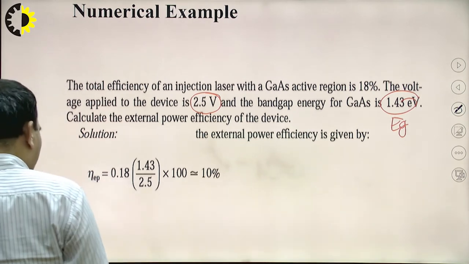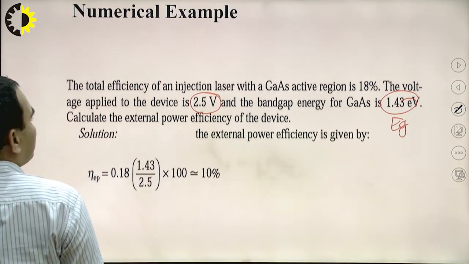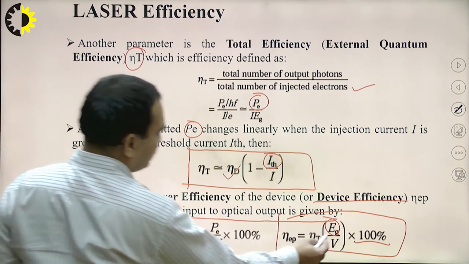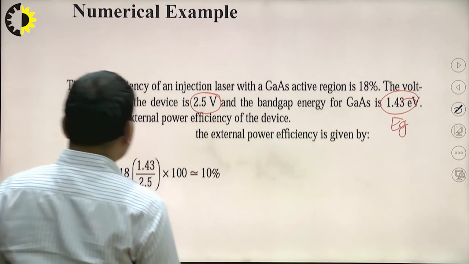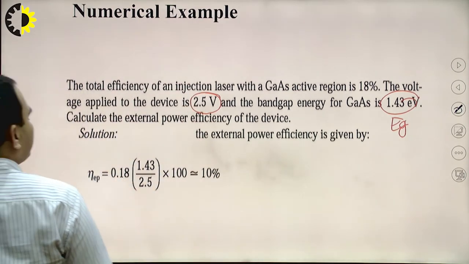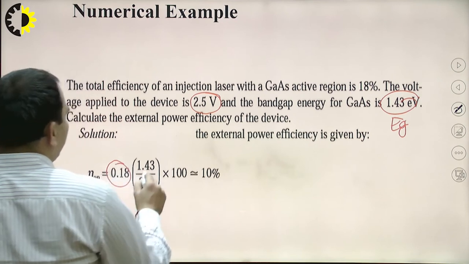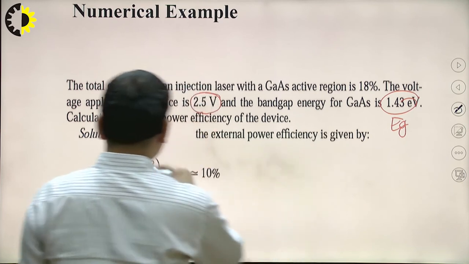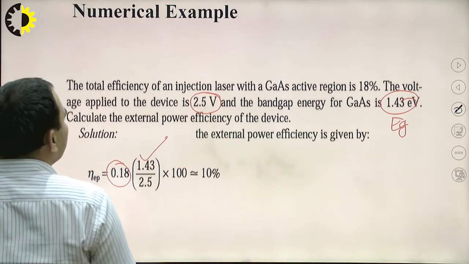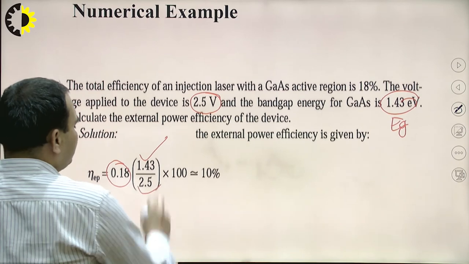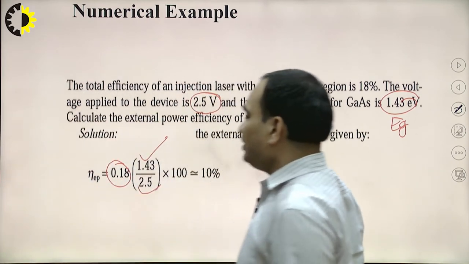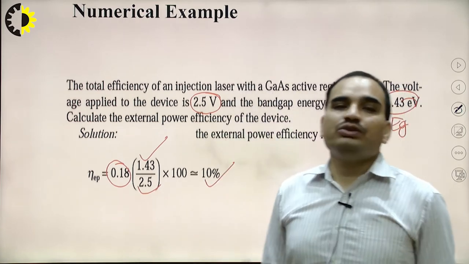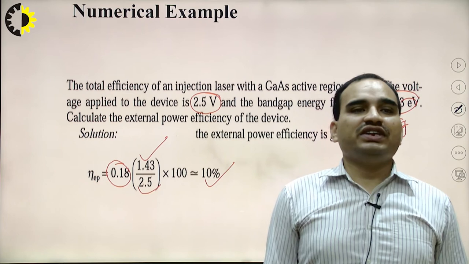So we know the external power efficiency formula. It is given by ηT × Eg / V × 100. Here ηT is 18%, so 18% multiplied by Eg, which is 1.43, divided by 2.5, which is the voltage, multiplied by 100. So we are getting the device efficiency as 10%. This is how we can solve the numericals based on this laser.